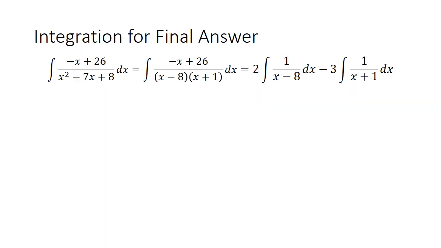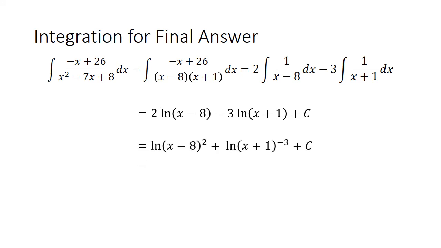And now the next step is to integrate the terms. The integral of 1 over x minus 8 will be a log function, the natural log of x minus 8, and the integral of 1 over x plus 1 is the natural log of x plus 1. The next thing is to take these constants up as powers. So we have the log of x minus 8 to the power of 2 plus the log of x plus 1 to the power of minus 3 plus your constant of integration.